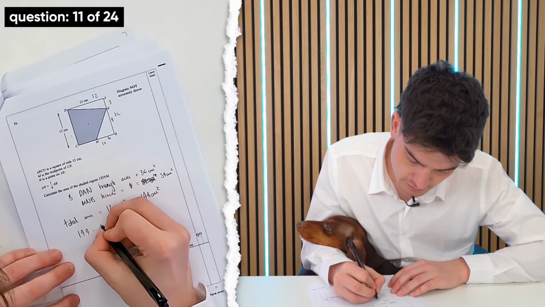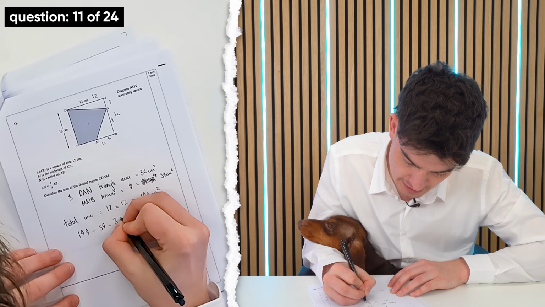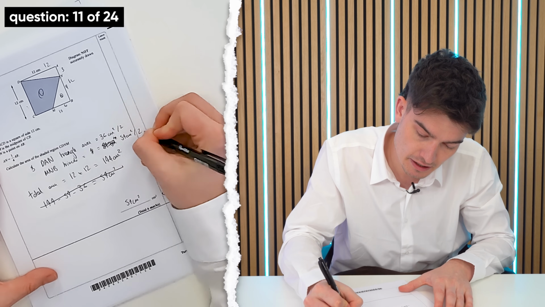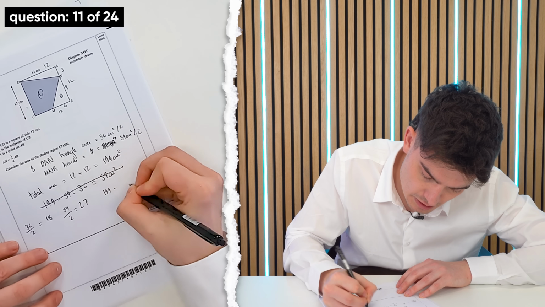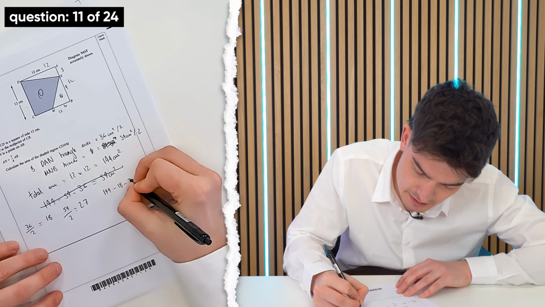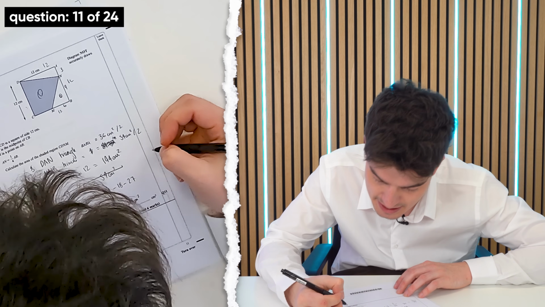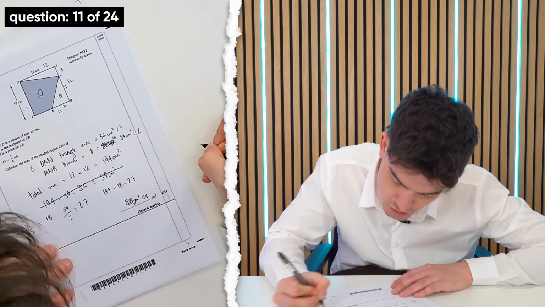144 minus 54 minus 36. Right, well that doesn't look right. Oh, I forgot to half them. Right, okay, bugger. Divide by 2. So 144 minus 18 minus 27 is going to give us what we need. 99 centimeters squared. Yeah, 6 marks, well done, Will.